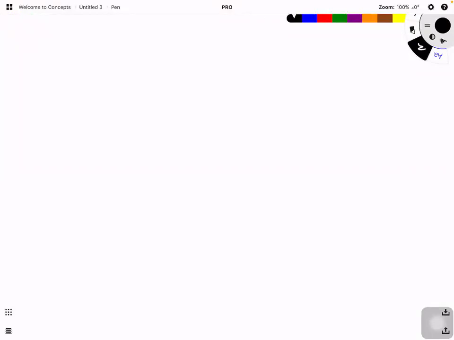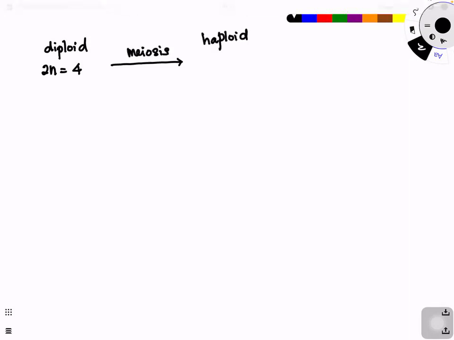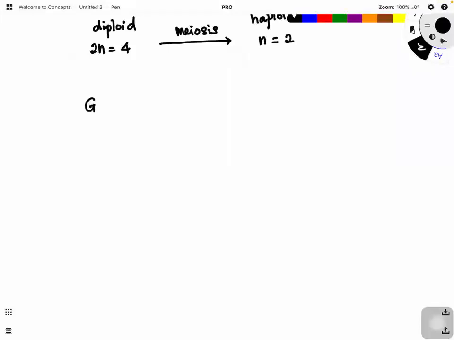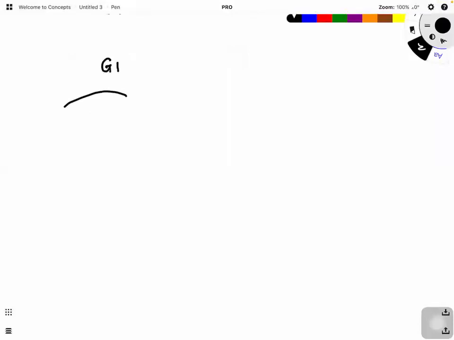Now, a very simple quick one. If I have 2n equal to 4, this is the diploid cell. So at the end of the meiosis, I must get the haploid cells, which is n equal to 2. So if I start first, let's say in G1 phase, interphase G1, this is my cell, 2n equal to 4.